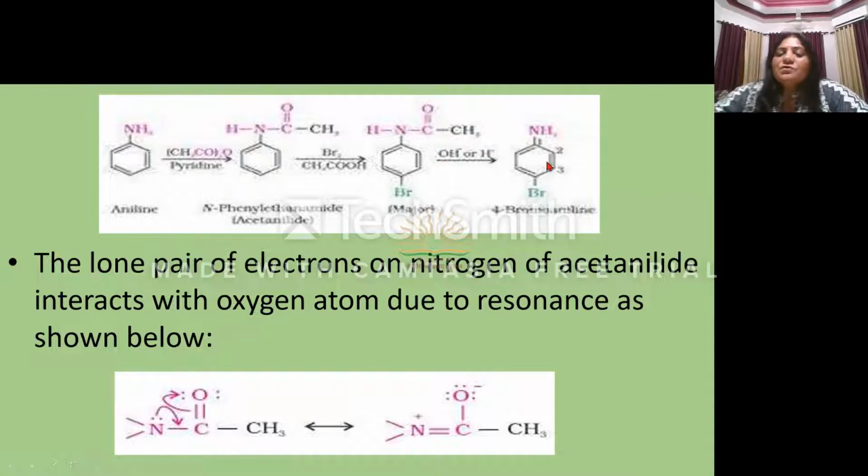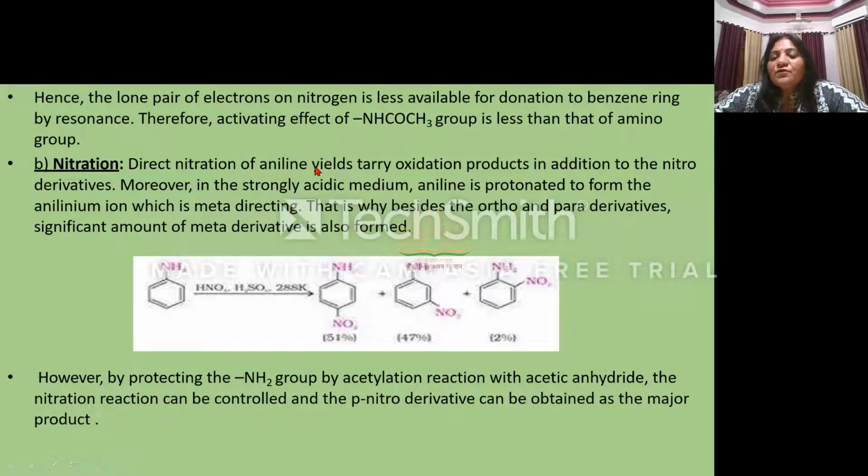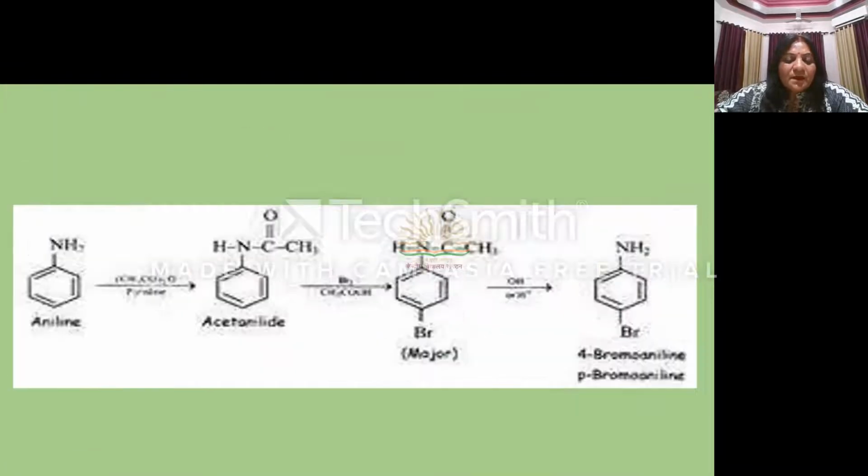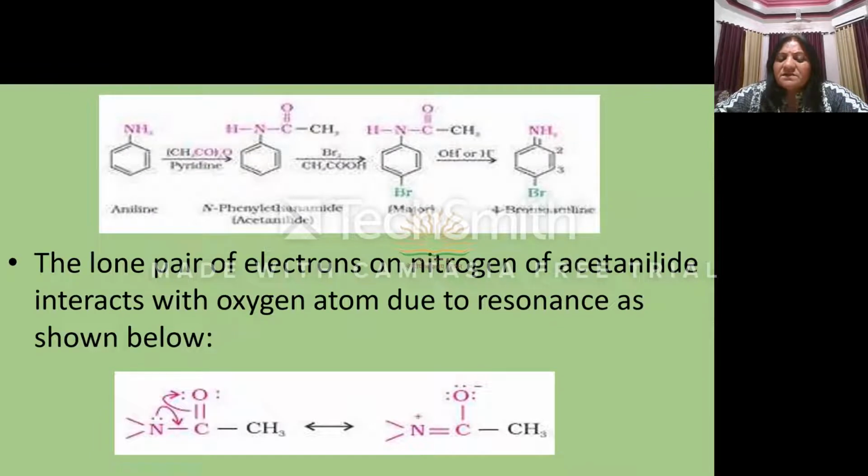So when we want to prepare the para-bromoaniline or 4-bromoaniline, first aniline reacts with the acetic anhydride, then we do the bromination, then we can get the 4-bromoaniline as a major product. Now the lone pair of electrons on nitrogen of acetanilide interacts with the oxygen atom due to the resonance as shown below. Now this is the reaction, a simple representation of the transfer of the electron and transfer of the charge.